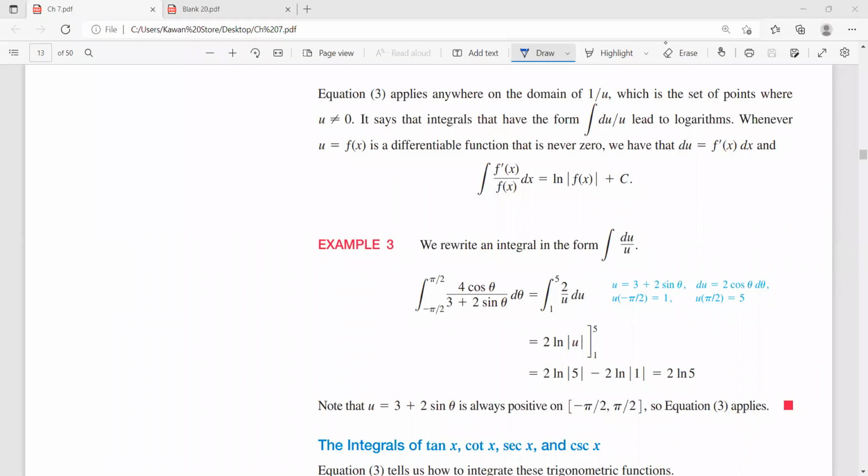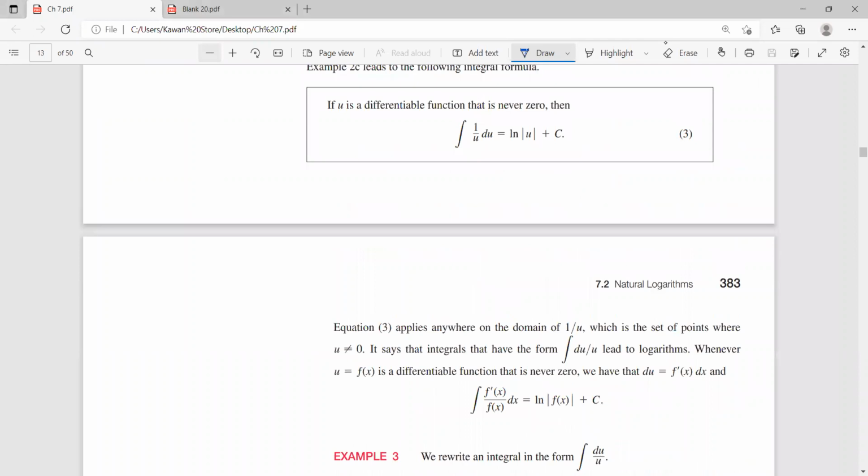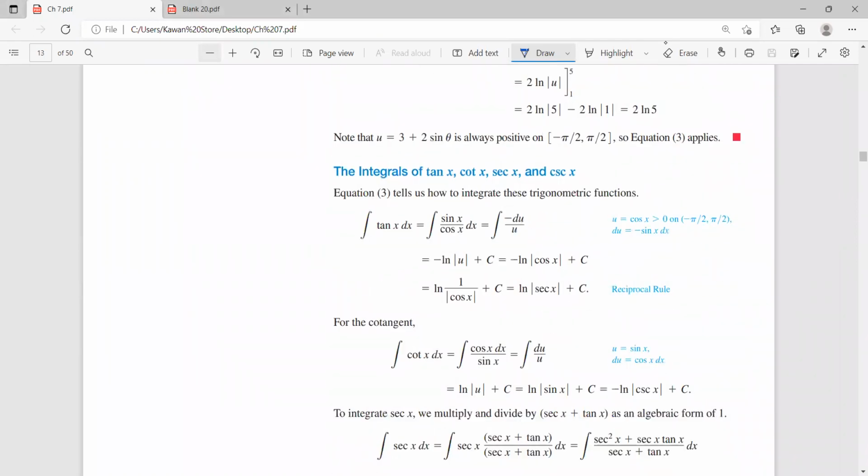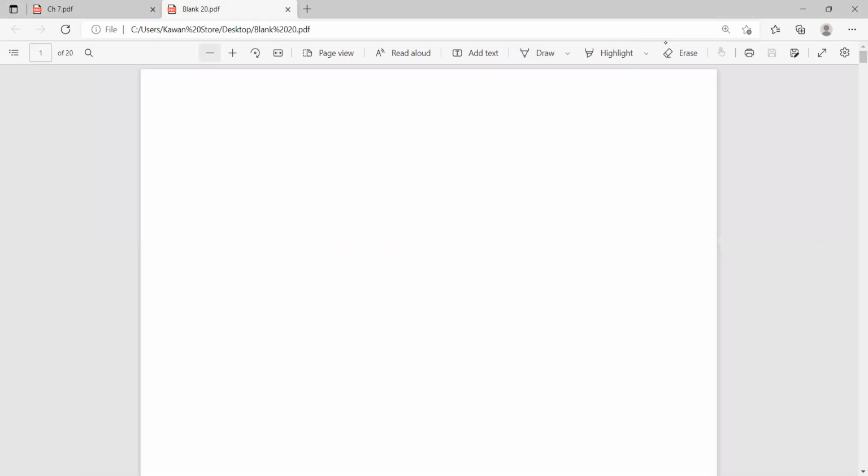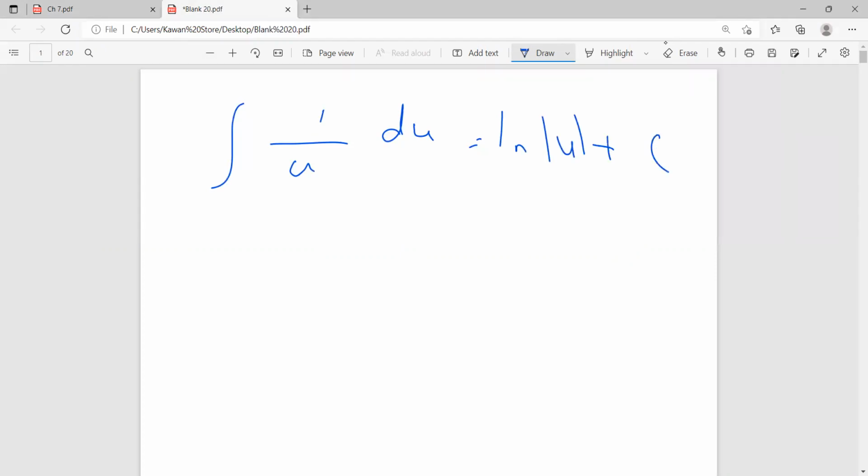Hello again, dear students. Today we are going to finish these examples that we have in 7.2, which was about solving ln. What do you mean by ln? It means that if I have fractions, first of all we are going to think about ln. Why? Because if I have du over u directly, I have ln of u plus c.